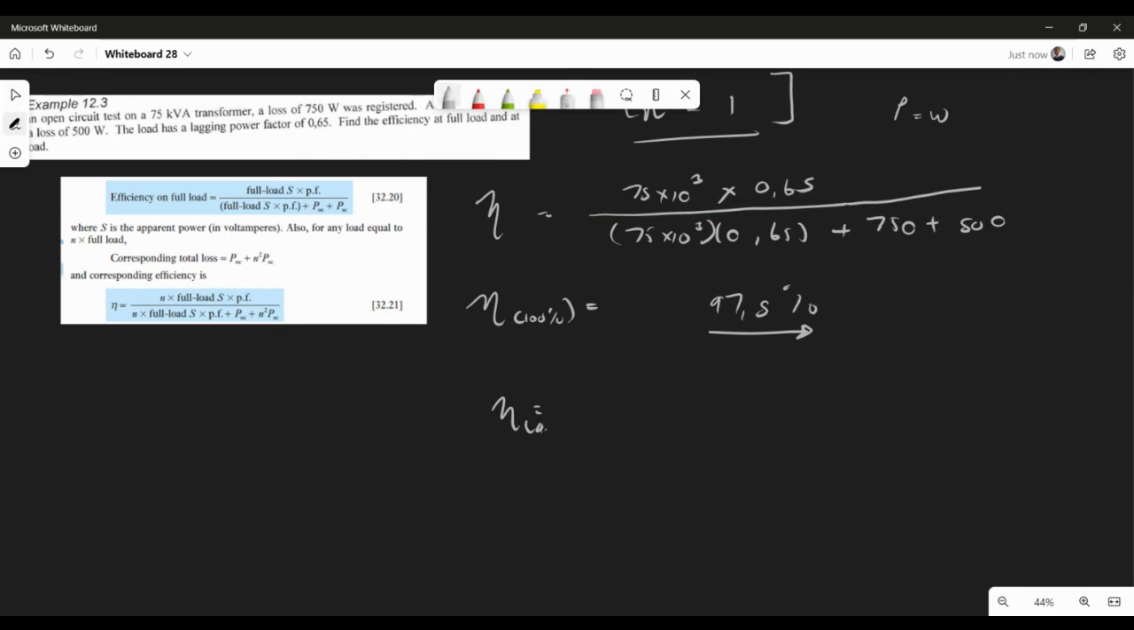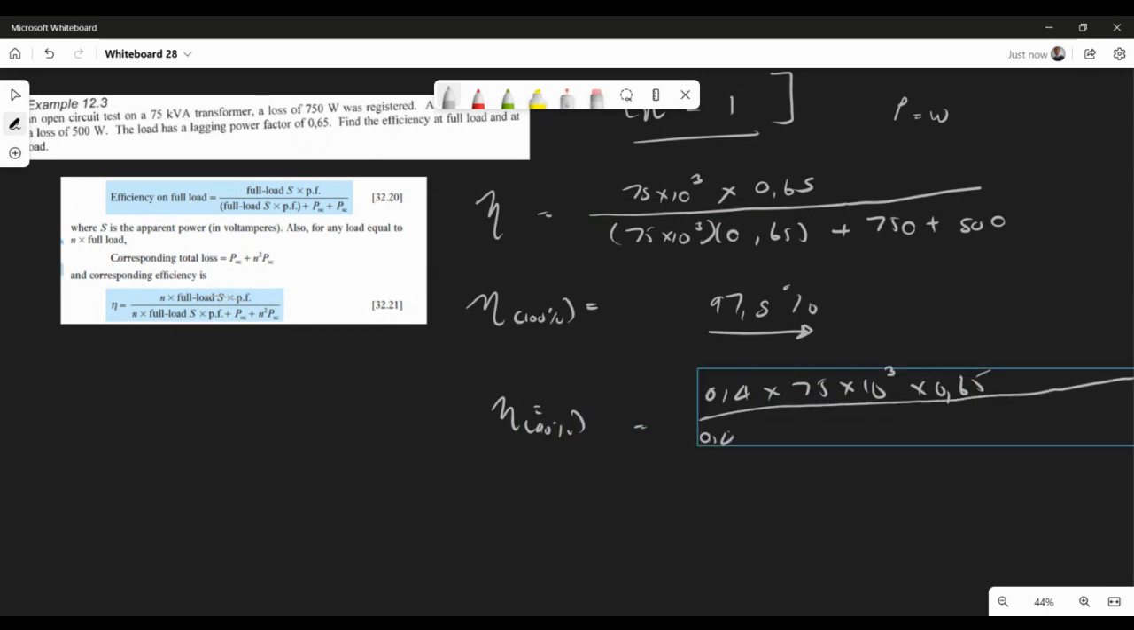And then we have it at 40%, which essentially is 0.4, but we have to use this formula over here, 32.21, which is the same in the textbook. So it's 0.4 times 75 times 0.65. We're not running on full load now. So 0.4 is exactly the same thing again, times 0.65.